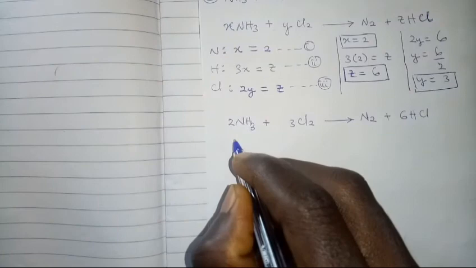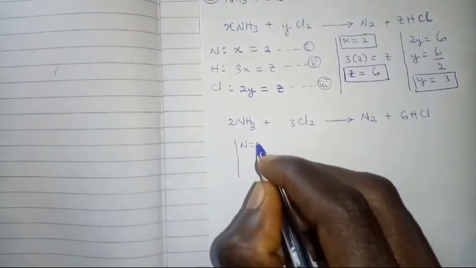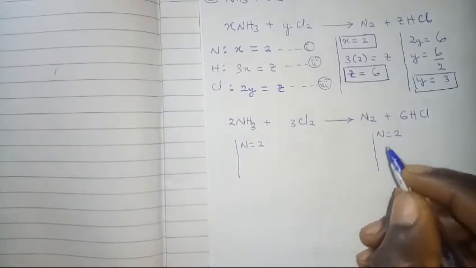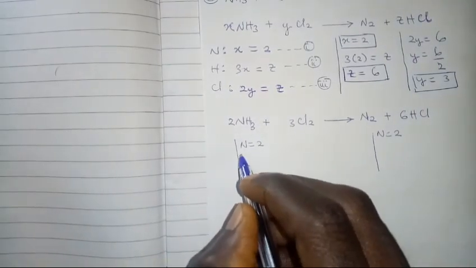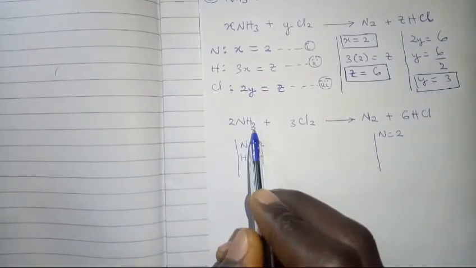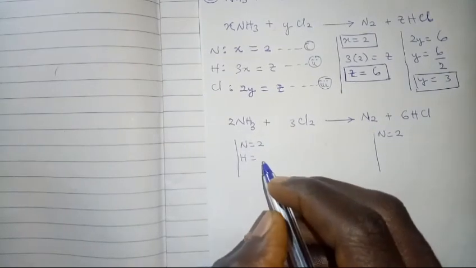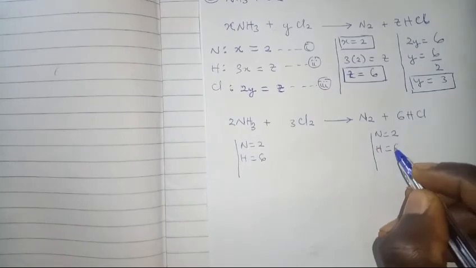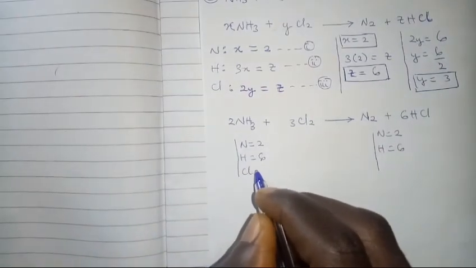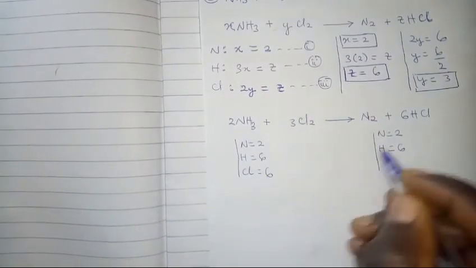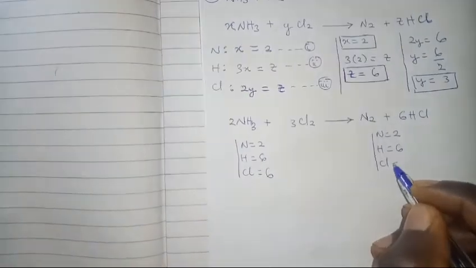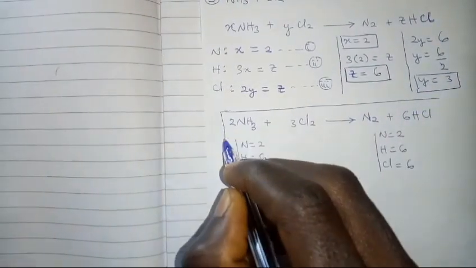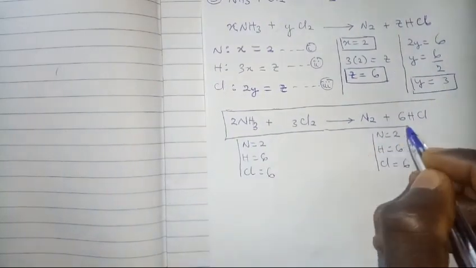So if you try to balance, on this side you have 2 of nitrogen, and on this side we have 2 of nitrogen. So nitrogen is balanced. For hydrogen, we have 3 atoms multiplied by 2. That's going to be 6. Then on this side we have 6 also. And then for chlorine, we have 6 there. And for chlorine here, we also have 6. So now you can see that this is also balanced, as you can see clearly.